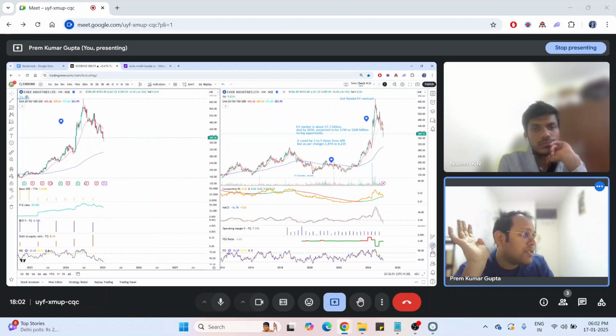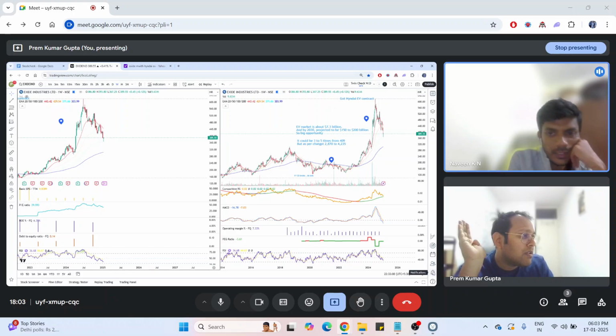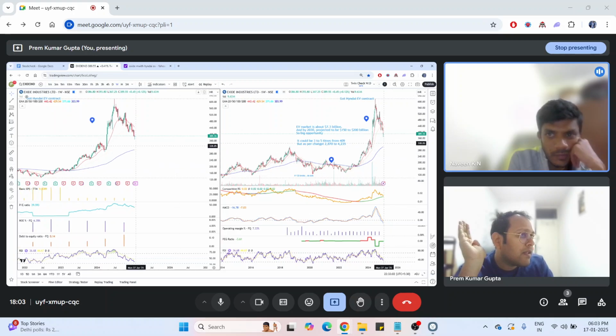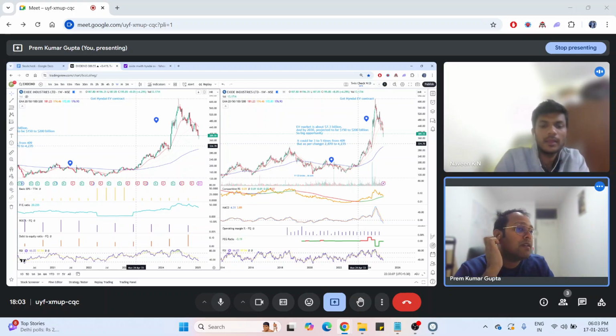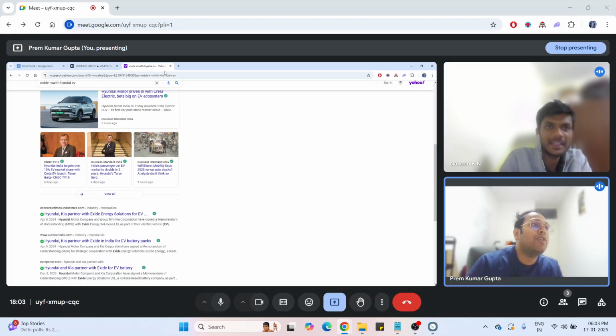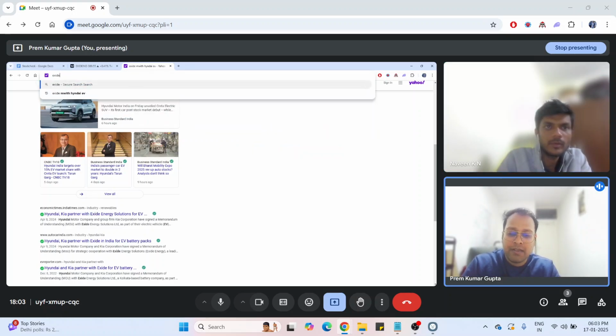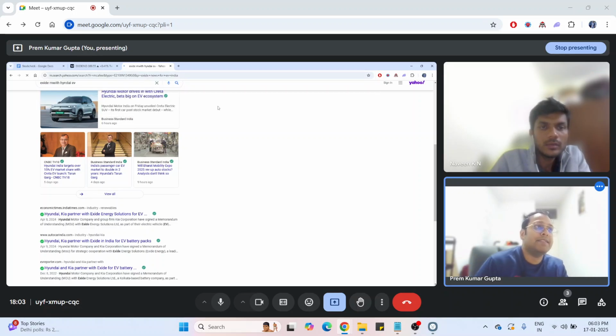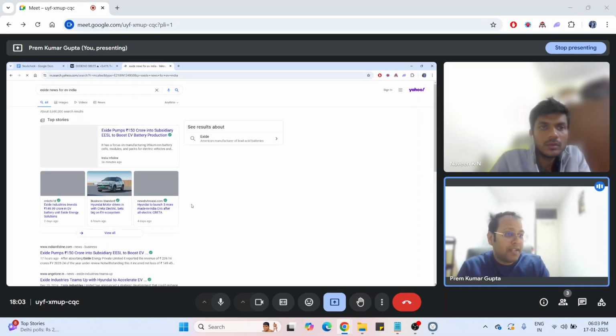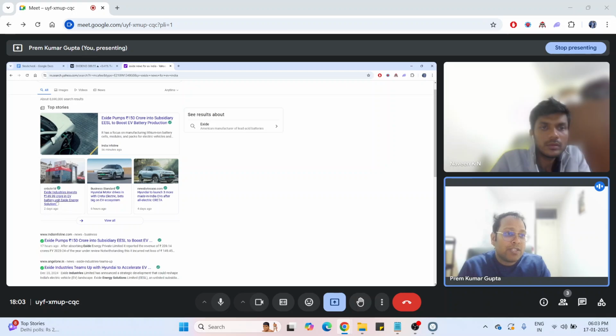And even Amara Raja is opening a Giga factory recently. Really? Okay. So normally this is also one of the ways. I will search Exide news for EV India, as simple as this, and then you get what's happening. Exide is going to put a lot of money in, so you can get all those news items here.